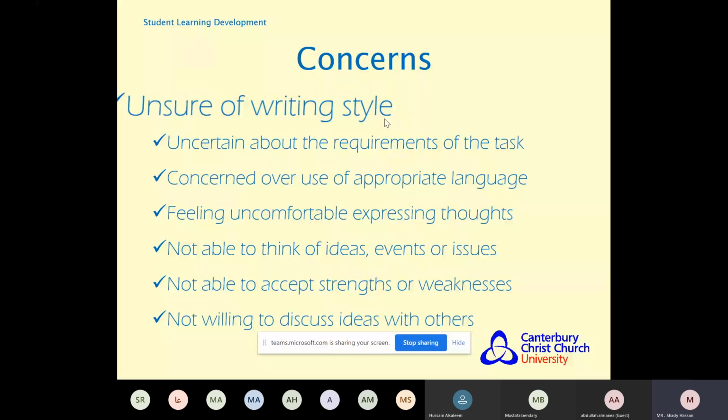And watch out for these points. Watch out for your style. You may get concerned about these points. Unsure writing style. If you are unsure about this, you have to be positive. You have to be sure. If you're uncertain about the requirements of the task, this makes you concerned somehow. Feeling uncomfortable expressing thoughts, not able to think of ideas, events, or issues, not able to accept strength or weakness, not willing to discuss ideas with others.